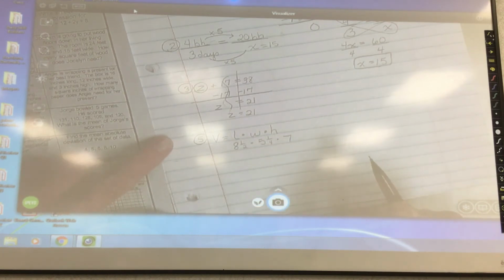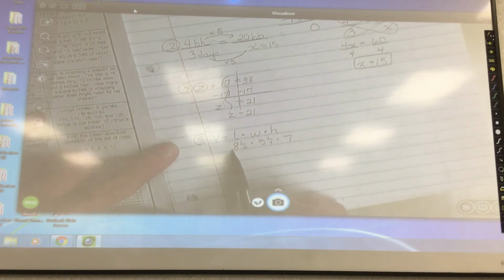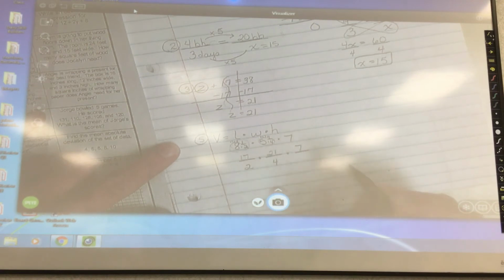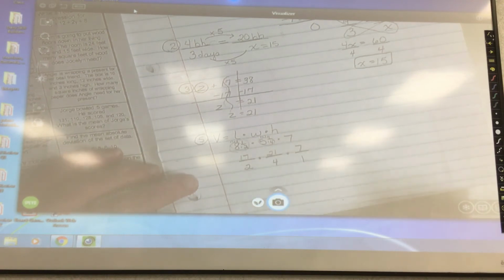In order to multiply mixed numbers, we need to change these to improper fractions. So 8 times 2 is 16, 16 plus 1 is 17, so it's 17 halves, times 5 times 4 is 20, 20 plus 1 is 21 fourths, times, and 7 is a whole number, so what do we put over that? 1. I look up and down or going across. Can I reduce anything? No, so you just multiply going across.